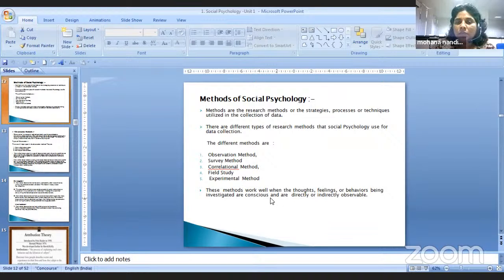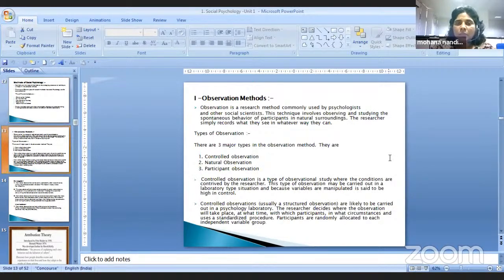These methods work well when the thoughts, feelings, or behaviors being investigated are conscious and are directly or indirectly observable. Whenever we are explaining these methods, first we look into the observation method. Observation method is a research method commonly used by psychologists. Here, psychologists observe the person.